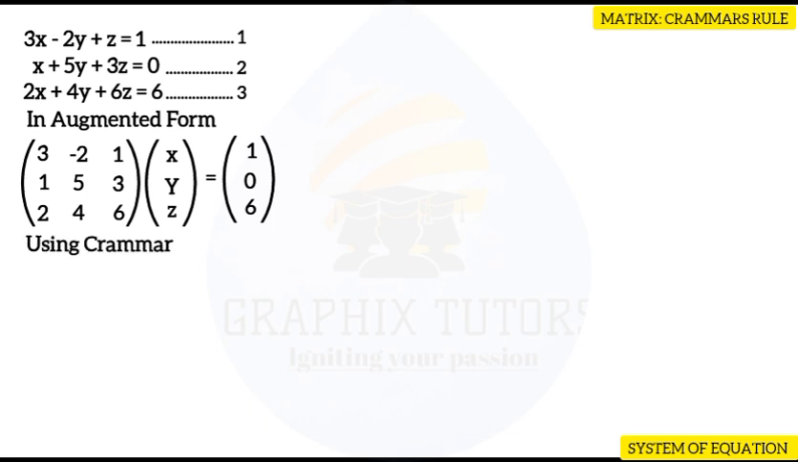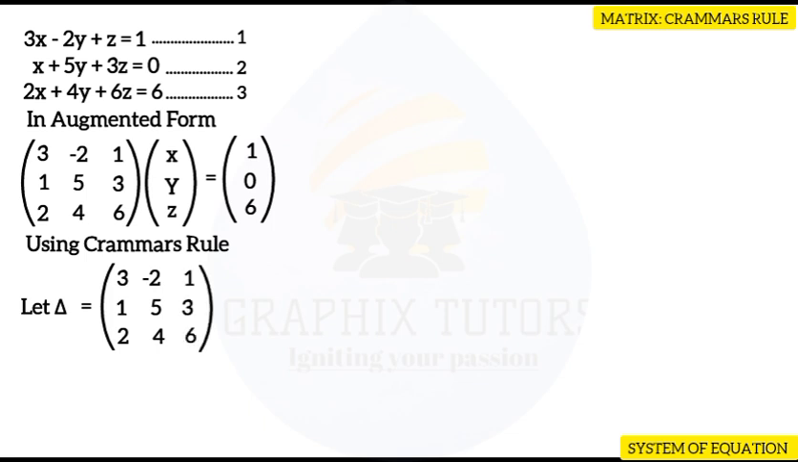Now, using Cramer's rule, we'll say let delta, you can use any sign or any variable of your choice, but for this video I'll be using delta, be equal to this matrix here, which is 3, 1, 2, minus 2, 5, 4, 1, 3, 6. This is what we have here. After doing that, I'll look for the determinant of delta, and this will be equal to, you put plus minus plus on top of this.